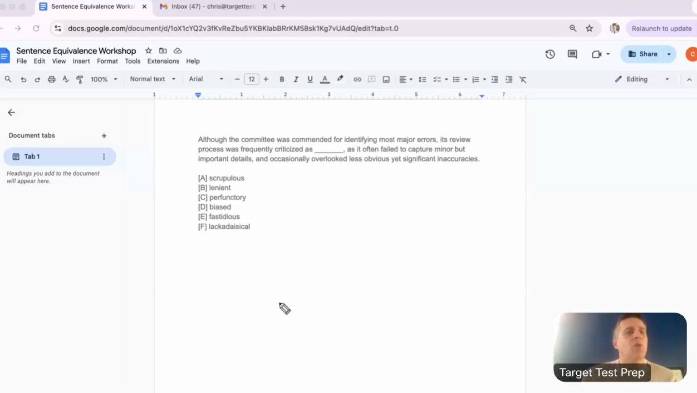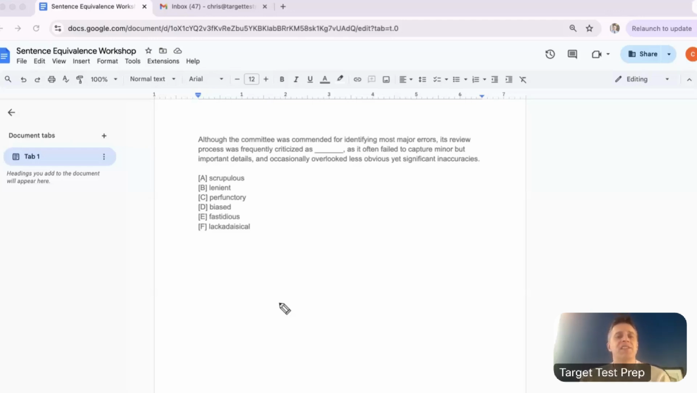Now let's just assume I don't quite know this word. Maybe I've seen it before, but in the moment I can't quite grasp the meaning, which is fine. I'm going to go on to another answer choice. I see biased. Interesting. Its review process was frequently seen as biased. Could it be biased in capturing just the major errors, but not the minor ones? So it's a certain bias towards not being detailed? I don't know. But again, I have to find a matching word.